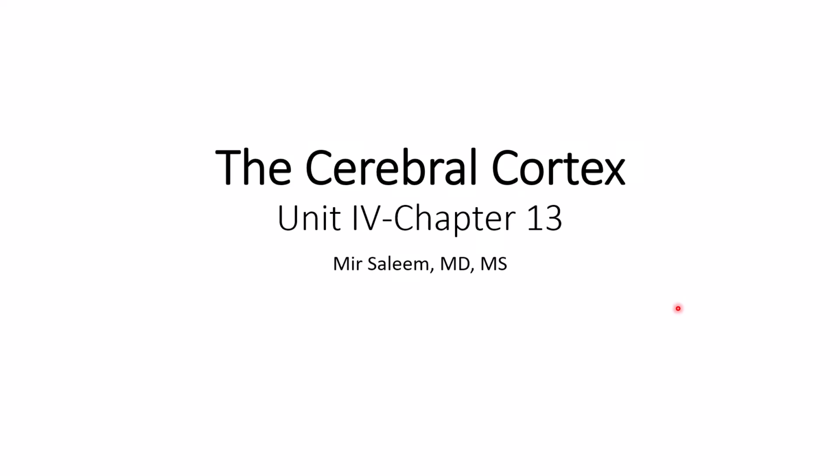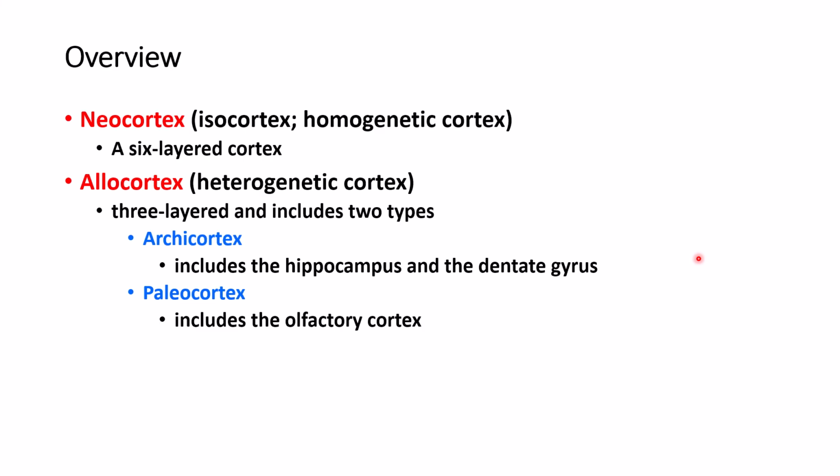Okay, so today we talk about the cerebral cortex, chapter 13. There are two ways to divide this. One is called the neocortex, also called isocortex or homogenetic cortex. From a histology point of view, it has 6 layers, which I will show you in the next slide. The other one is called allocortex or heterogenetic cortex, and it has only 3 layers.